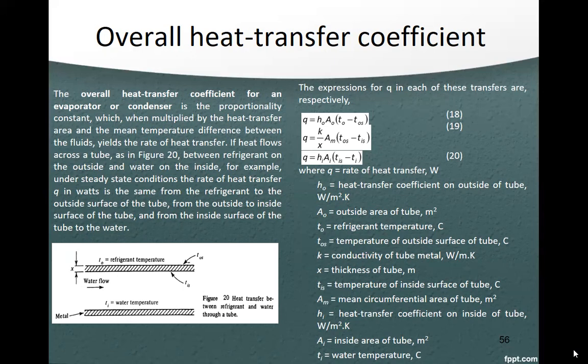Heat transfer niya. Therefore, the expressions for Q in each of the heat transfers are: Q is equal to H sub O A sub O times T sub O minus T sub OS, surface yan. Q is equal to K over X times A sub M times T sub OS minus T sub IS. Q is equal to H sub I A sub I times T sub IS minus T sub I.